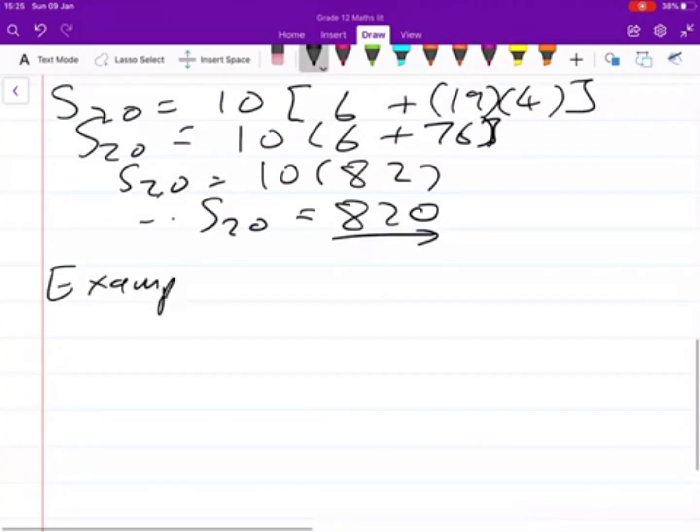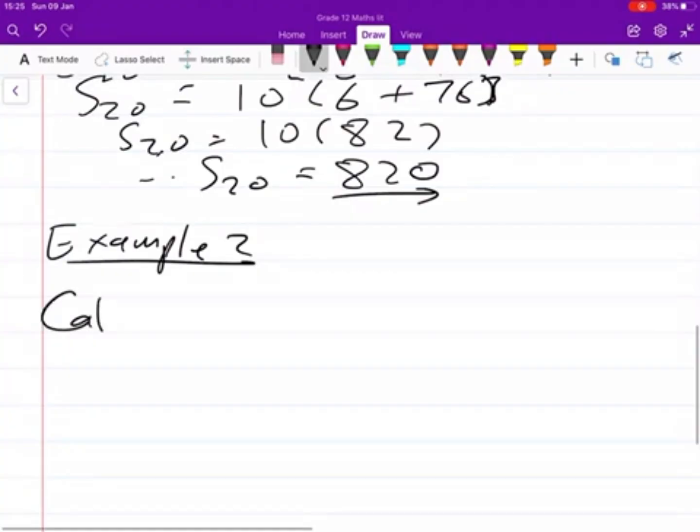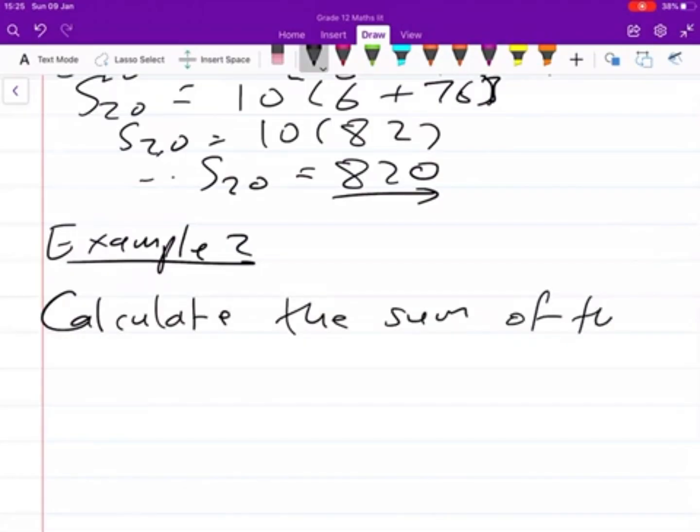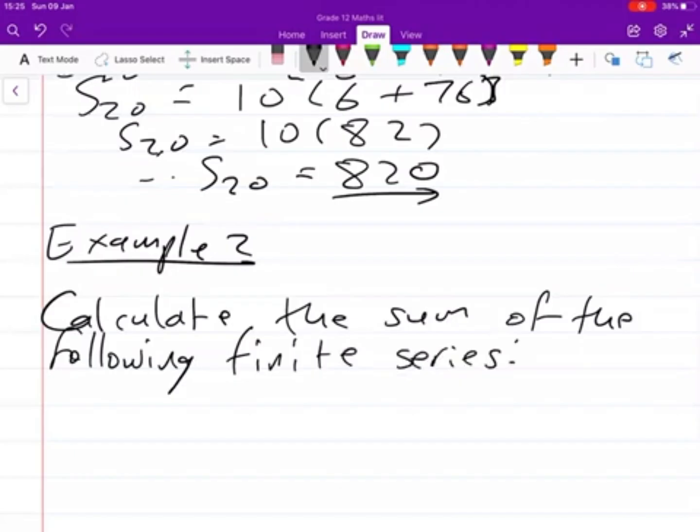Example 2. We will say: calculate the sum of the following finite series: 3 plus 5 plus 7 plus 11.